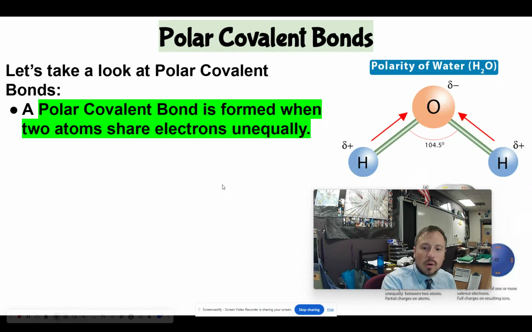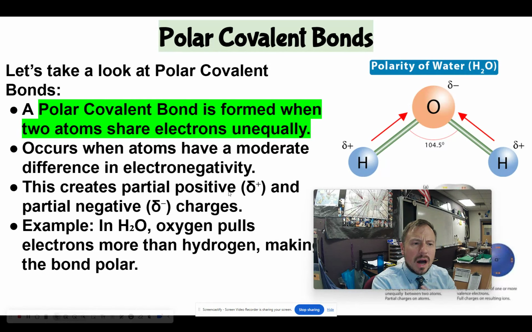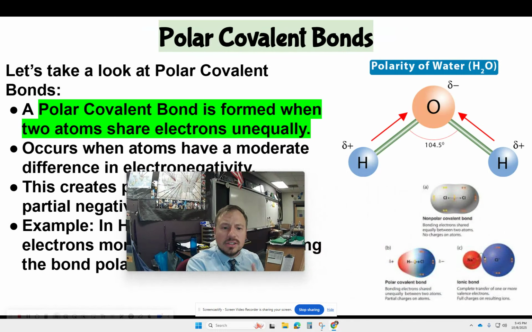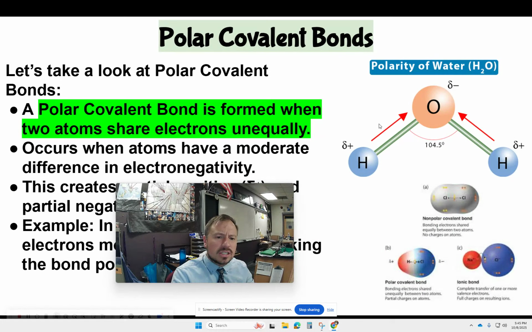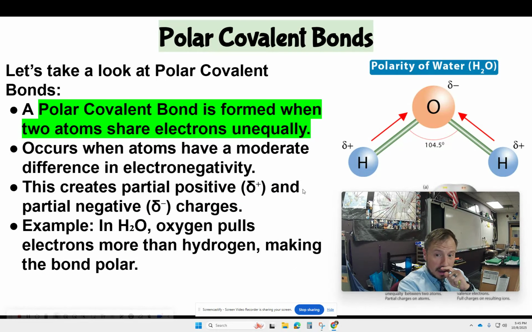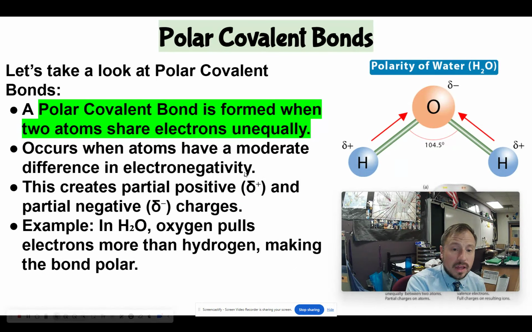Now, there's a special type of covalent bond. This is still a covalent bond, but it's called a polar covalent bond. It's formed when two atoms are still sharing those electrons, but unequally. So we have a moderate difference in electronegativity, and this is going to create a positive side and negative side, slightly positive, slightly negative. A great example of this is water, H2O. Oxygen has a high electronegativity number. It's going to pull those electrons a little bit closer to it, so it'll be slightly more negative than those hydrogens, and you've got a slightly positive side, slightly negative side. And this is going to come into play when we talk about a different type of bond later. We'll go over that later.